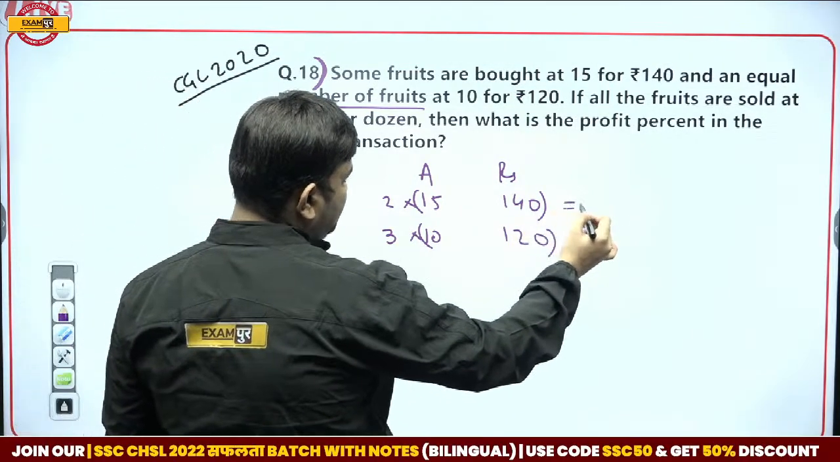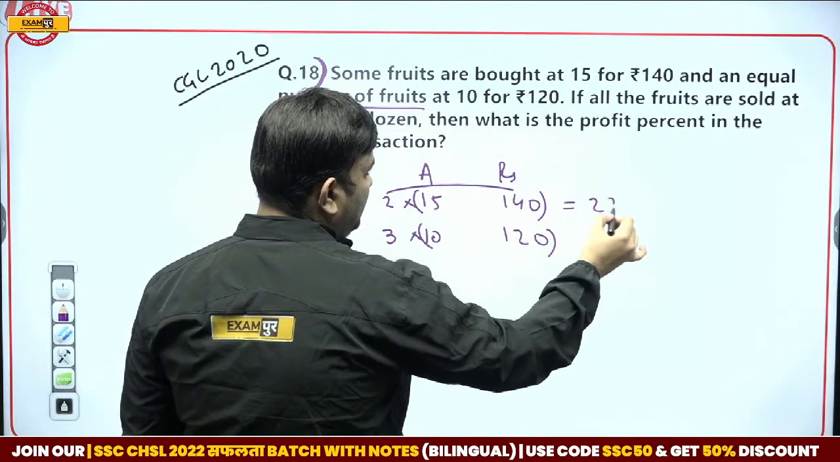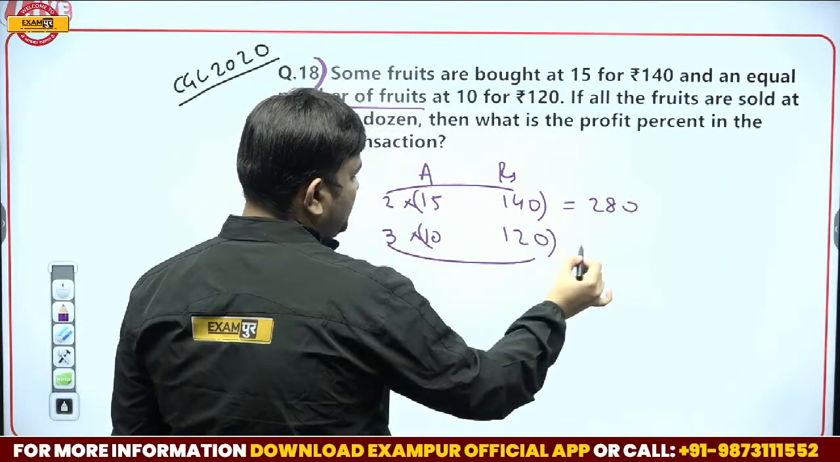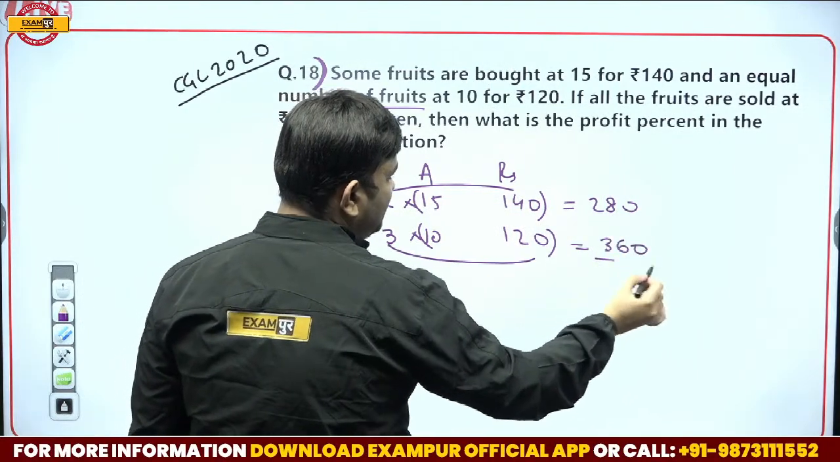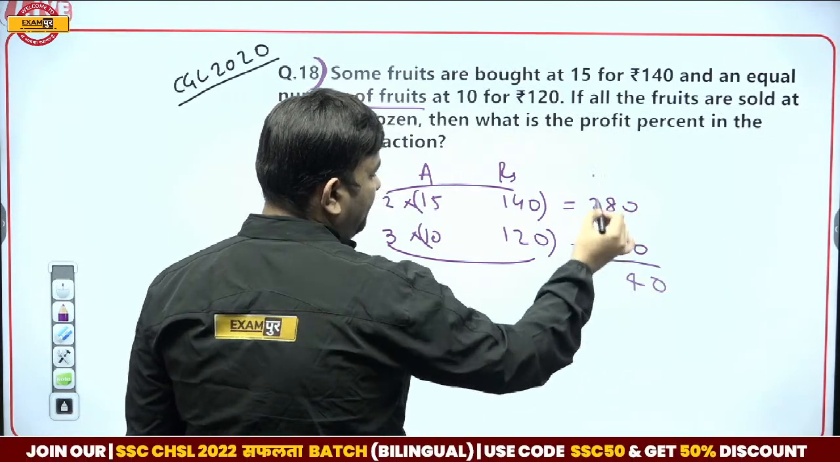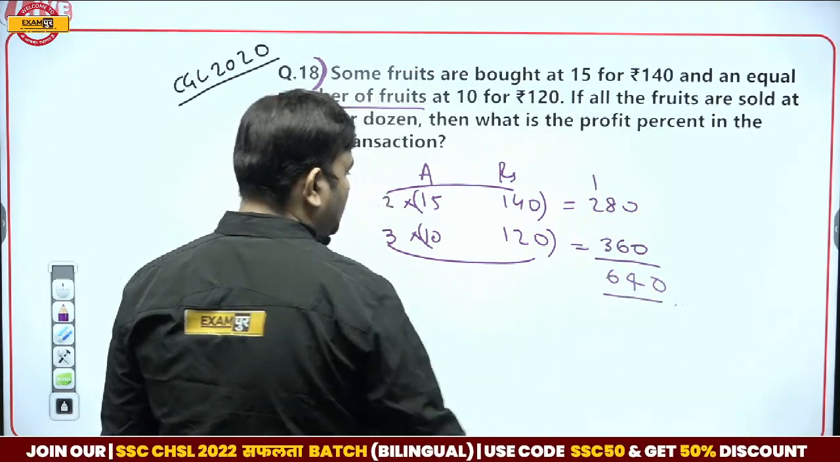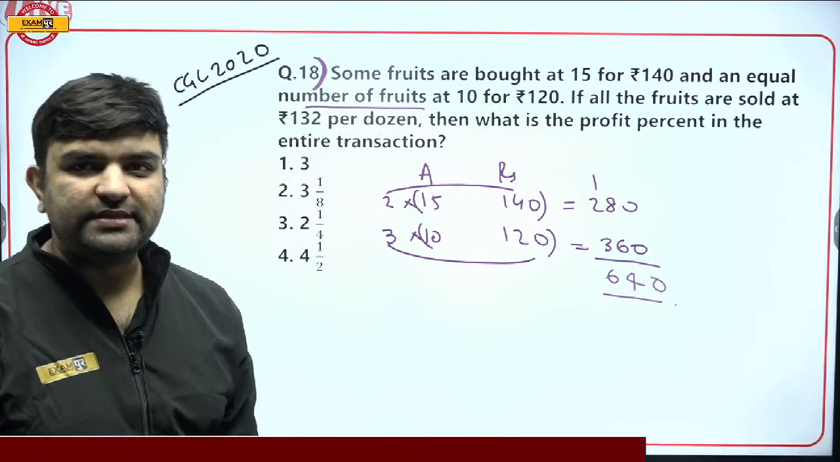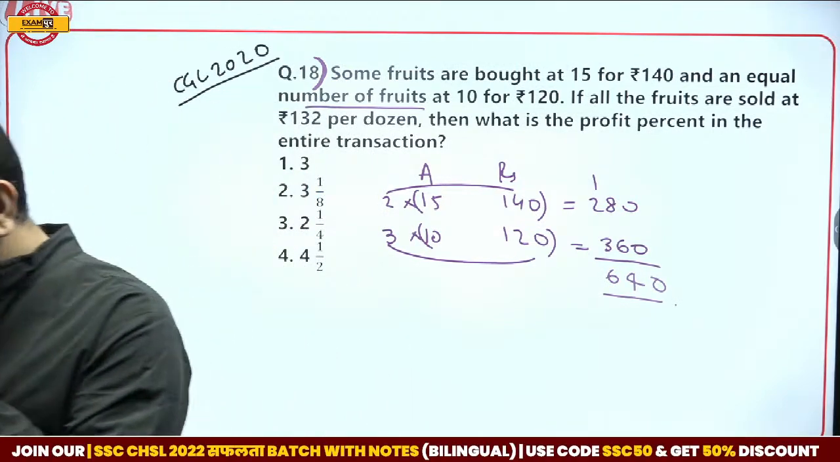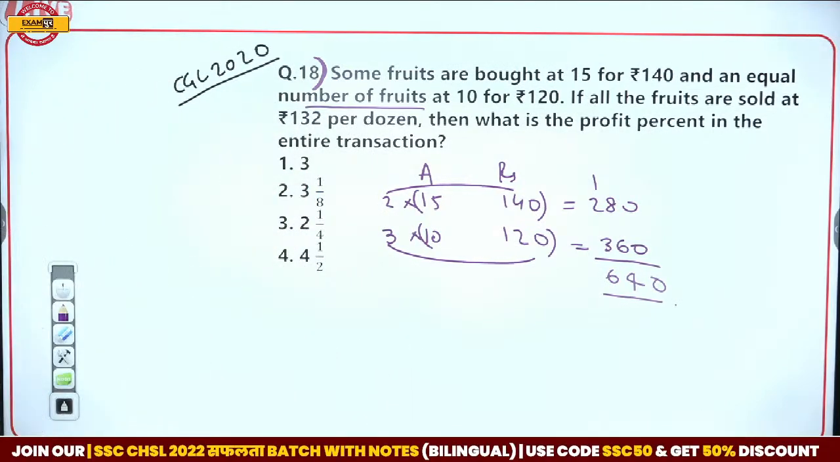So CP of the first portion is 280. CP of the second portion is 360. So overall CP is 640.